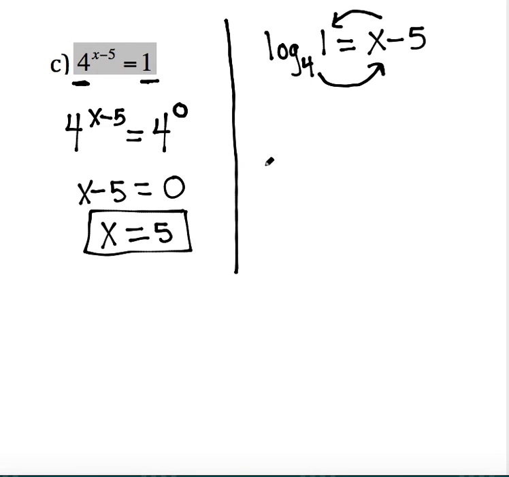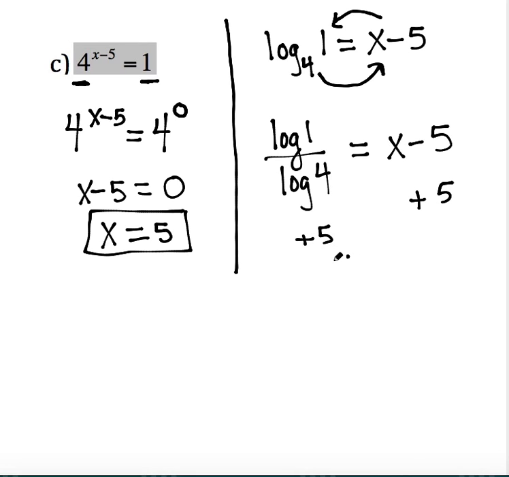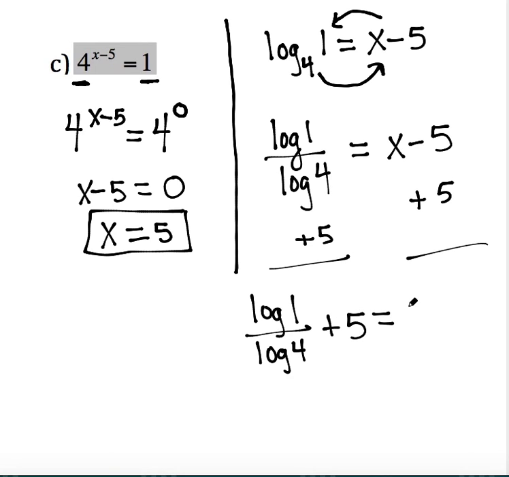Now I have change of base formula. Change of base formula says I can rewrite this log base 4 of 1 as log of 1 divided by log of 4 equals x minus 5. I'm trying to solve for x, so I'm going to add 5 to both sides. So that gives me log of 1 divided by log of 4 plus 5 is equal to x. When I plug in log of 1 divided by log of 4 in my calculator, I'm going to get 0. 0 plus 5 is equal to x, so x equals 5.